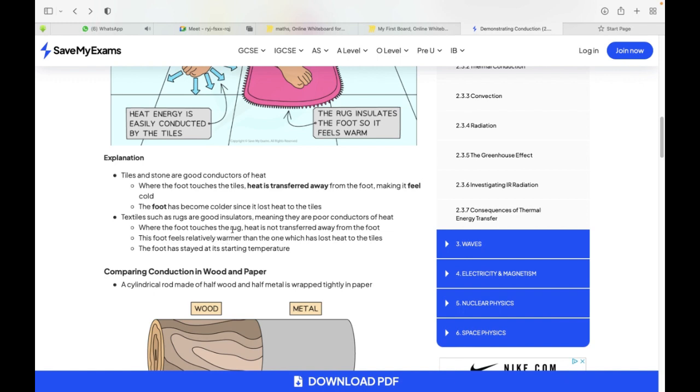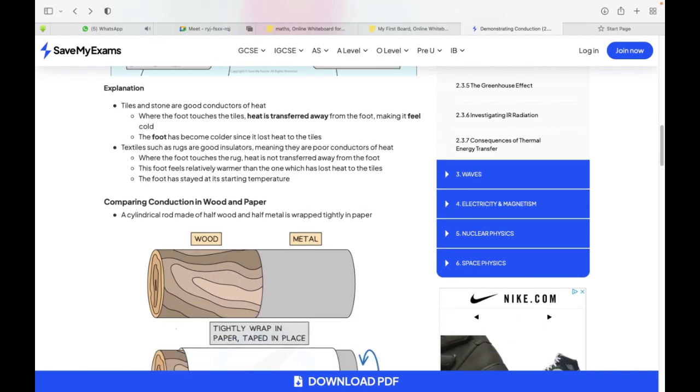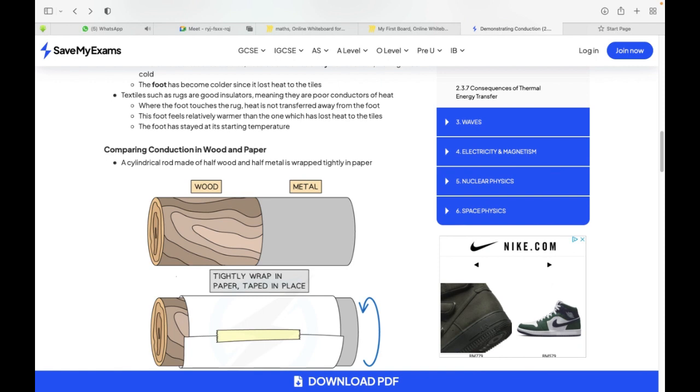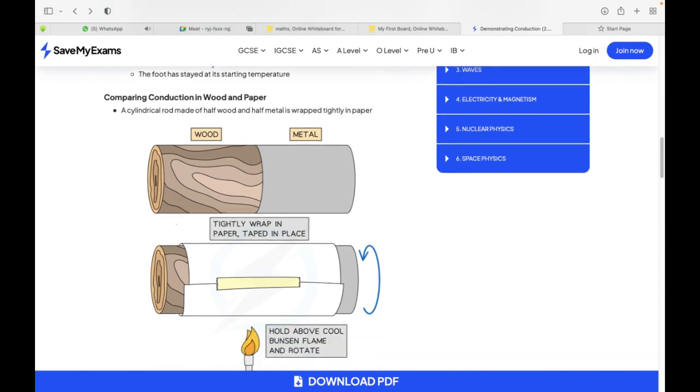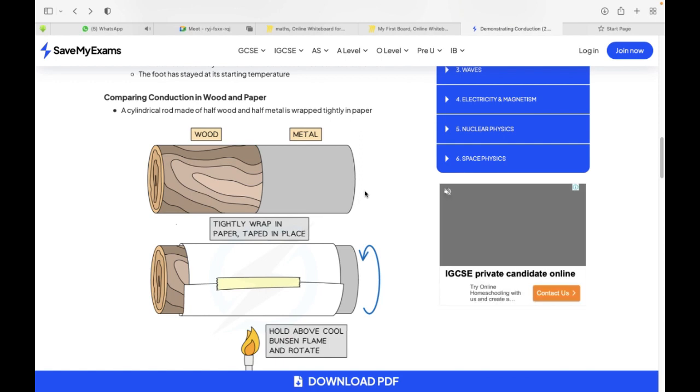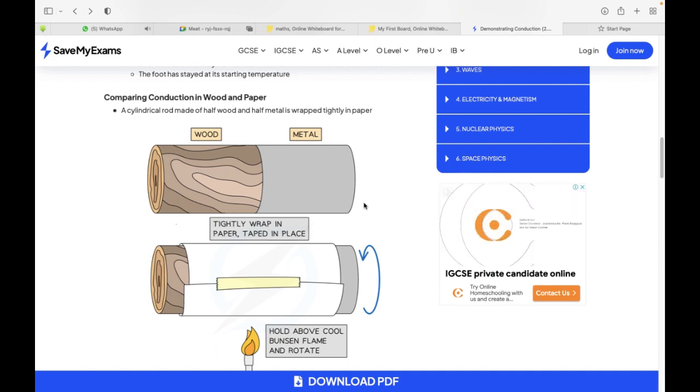Now the foot has stayed at its own static temperature, so that's why you're feeling it a little bit. Okay, now let's take a look at comparing the conduction in wood and paper. Because this method is conduction, we've used the textile and the ties to do a conduction experiment. Now let's take a look at wood and paper, comparing conduction in wood and paper.